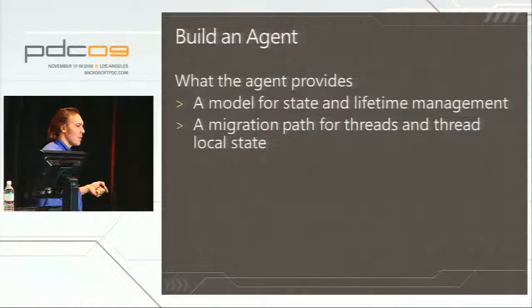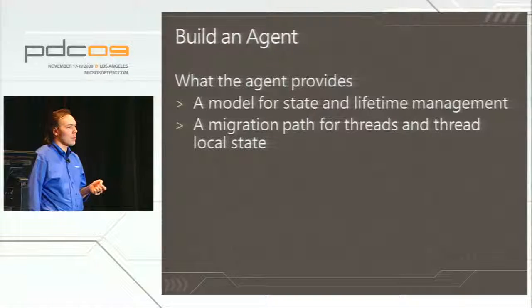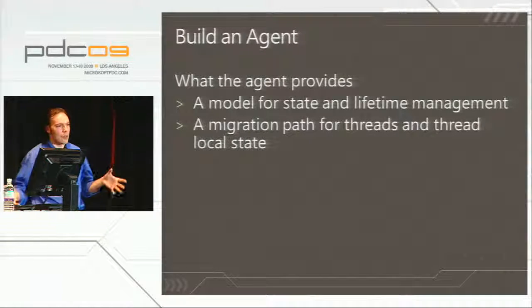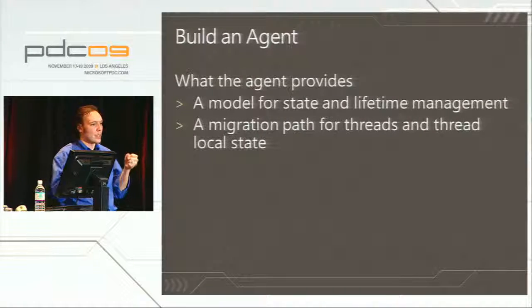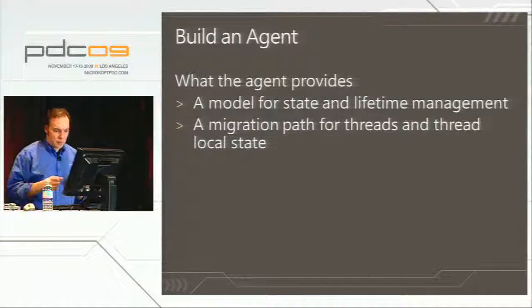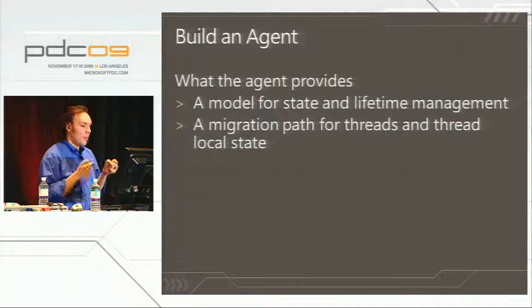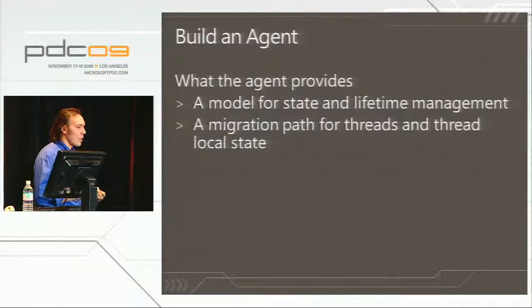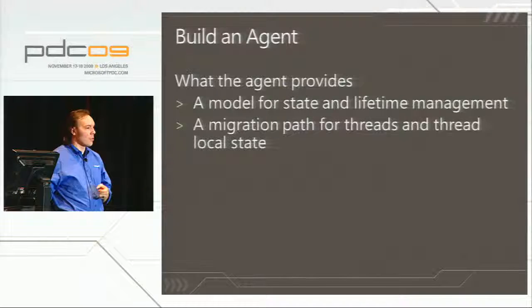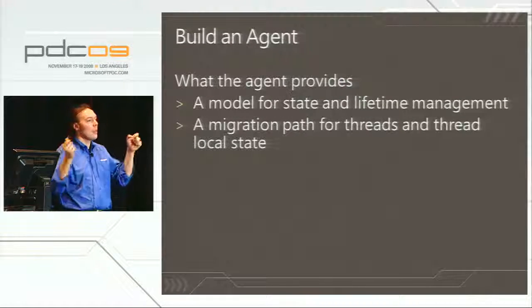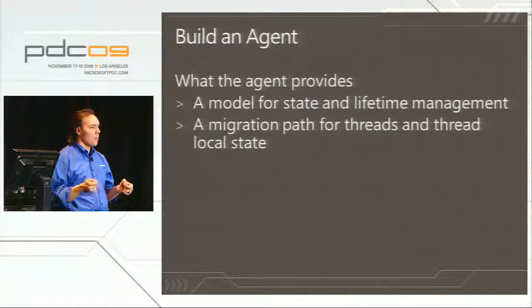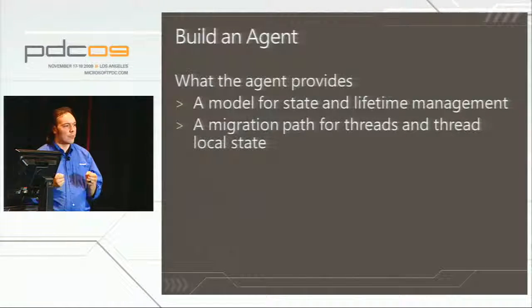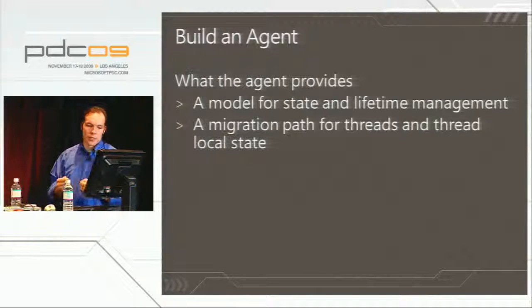So as I mentioned, the agent provides a model for state and lifetime management. So you have this thing that you can declare on the stack or on the heap or whatever called an agent, and you can actually manage that and hold on to it. It does provide a migration path for threads and thread local state. The imaging demo that we showed at the beginning is actually built on both the agents library and the parallel pattern library. It's using both. But there are very much agents floating around doing things and sort of managing the processes.